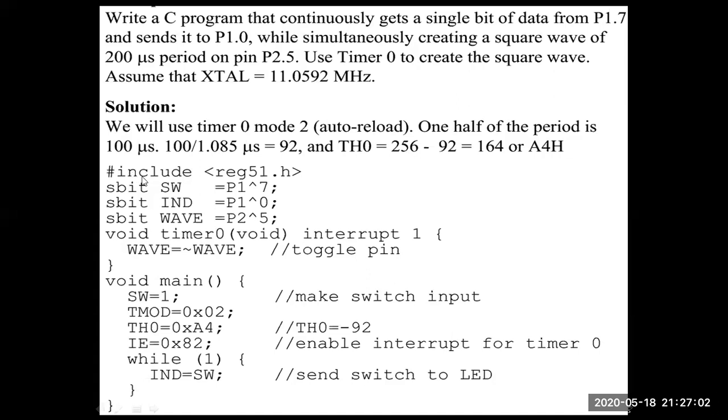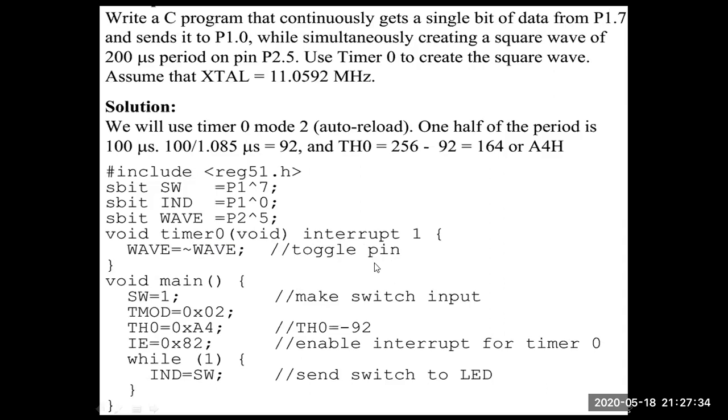Okay, so these are the header files: #include reg51.h, sbit SW equals P1.7. So SW you are initializing to port 1.7, sbit IND you are initializing to port 1.0, and sbit wave you are initializing to port 2.5. You have to generate the clock pulse by using timer 0. This is nothing but an interrupt. So void timer0 void, and you have to give the interrupt number.